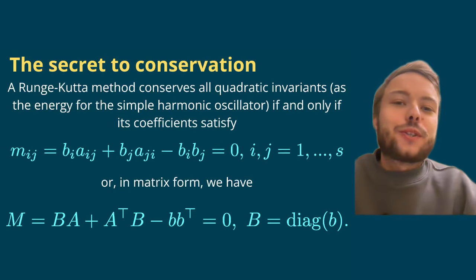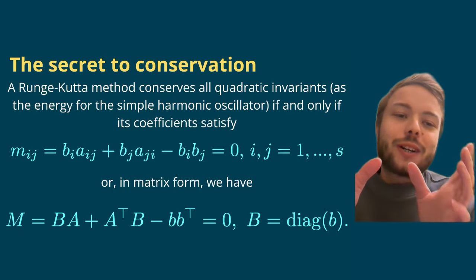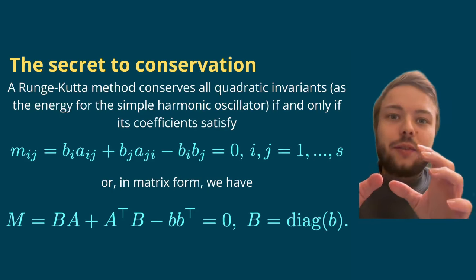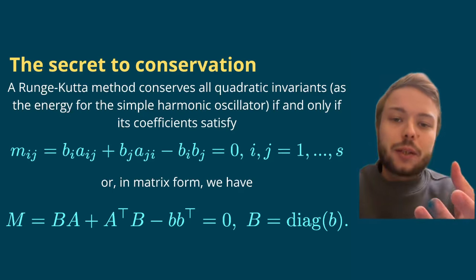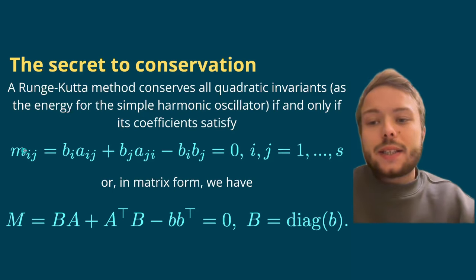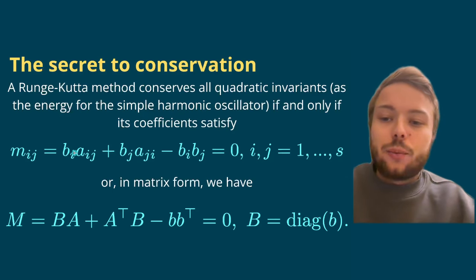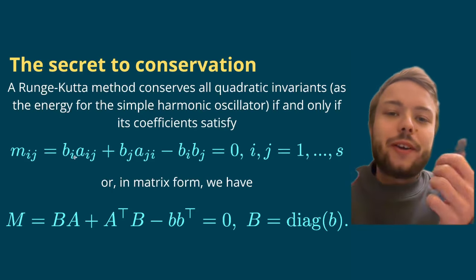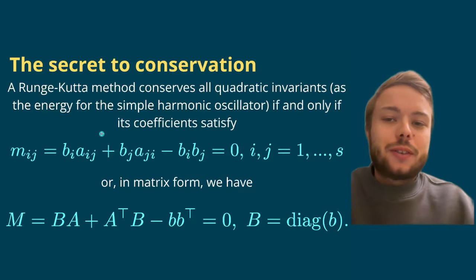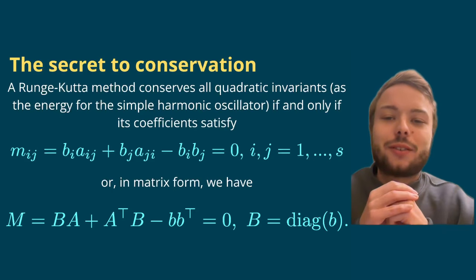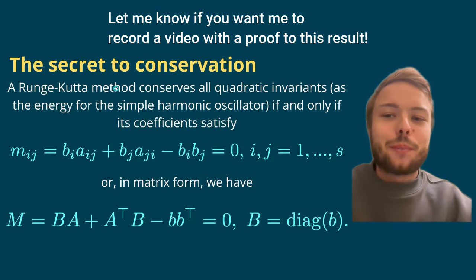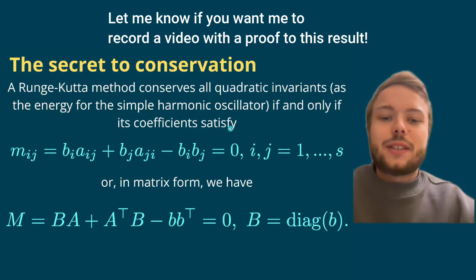The secret to conservation, so to conserve quadratic invariants, quadratic first integrals, is that there must be a very specific relationship between the coefficients of the tableau, and in particular between the matrix A and the vector B. So this condition can be characterized in two equivalent ways. One in terms of s squared scalar conditions and the other in terms of a matrix condition. A method, up to some technical assumption which is not too important here, is conserving all quadratic invariants, and the all is important here, if and only if there is this condition on the tableaus.